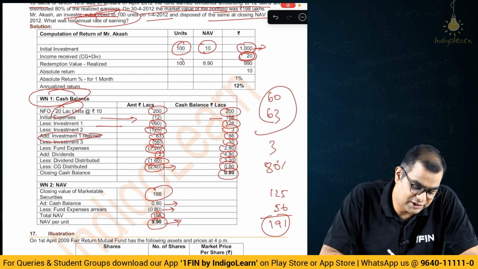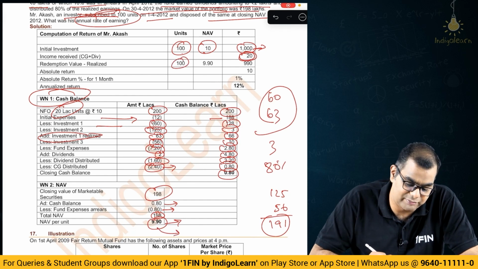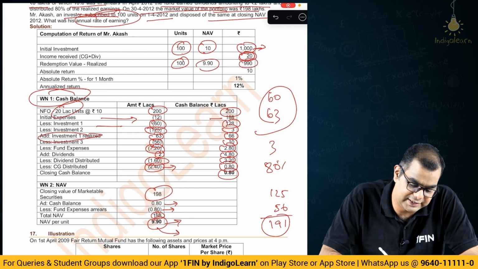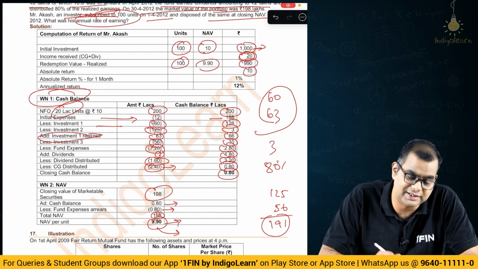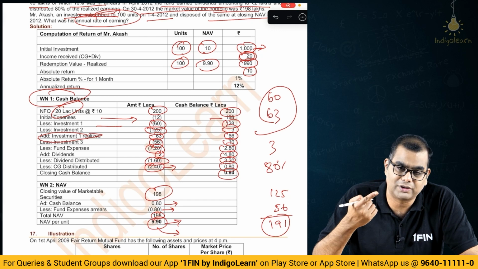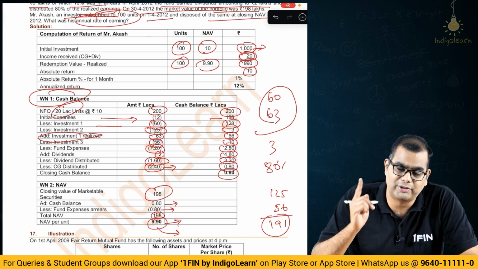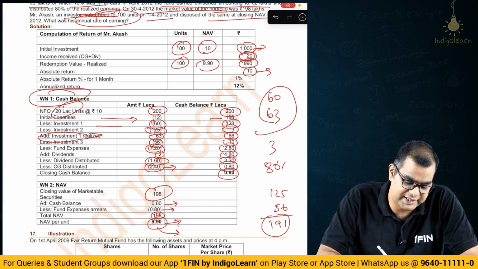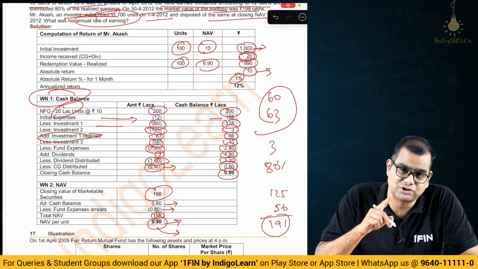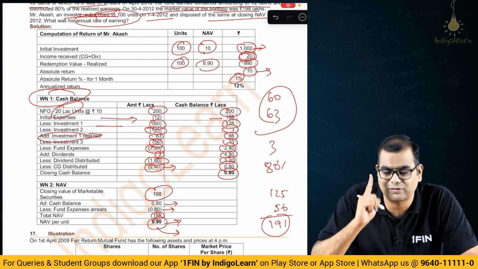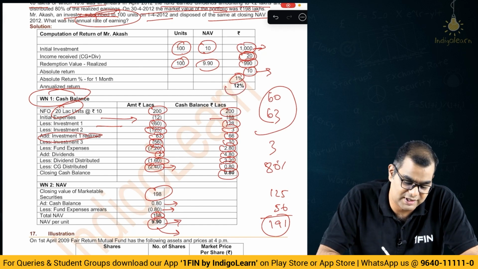Now, what is the redemption value? You sold it off at the end of the month at 9.9. So, 100 into 9.9 is 990. So, the absolute return, the return that you made, is closing minus opening: 990 minus 1000 plus 20. So, you get a return of 10 rupees, 10 rupees on an investment of 1000 rupees. So, you get 1%. 1% is for 1 month, 12% is for 12 months.